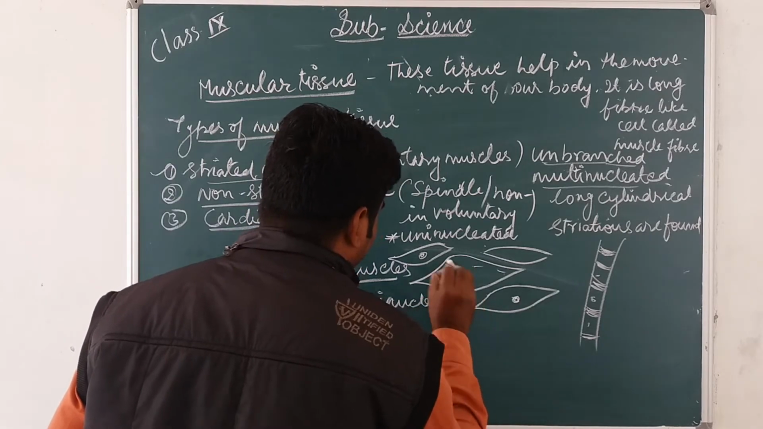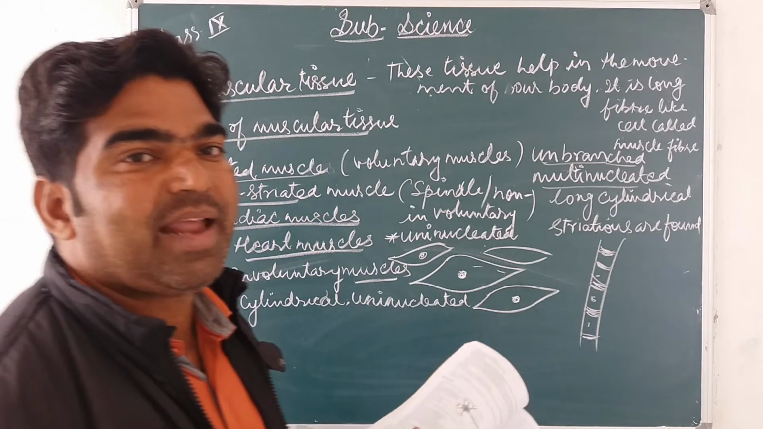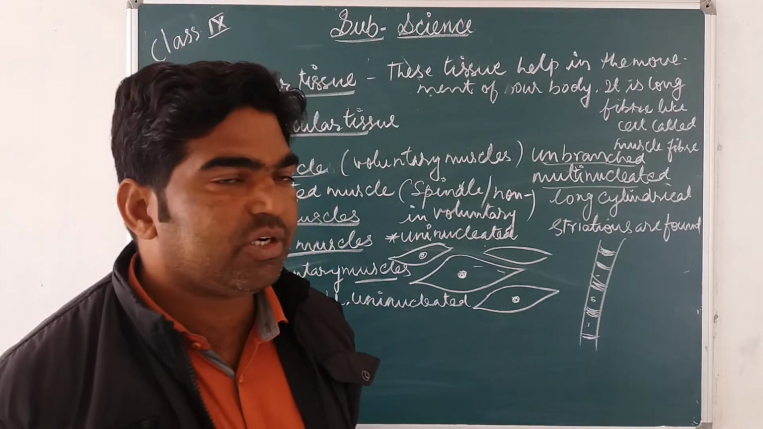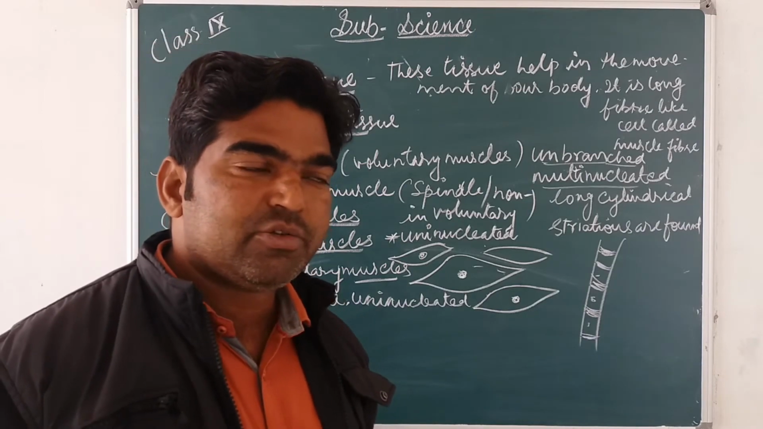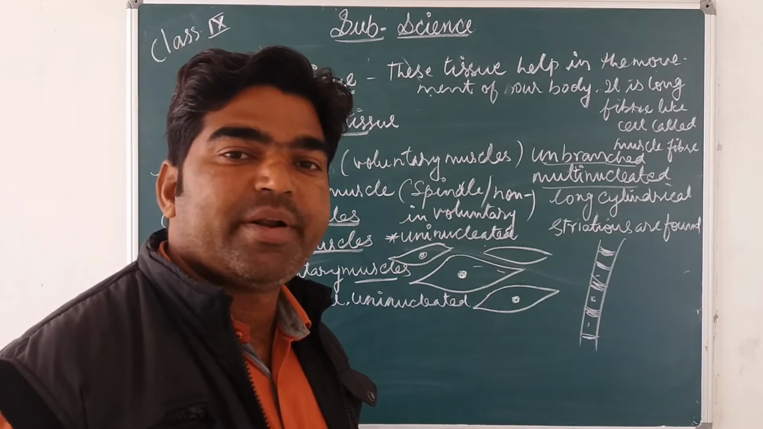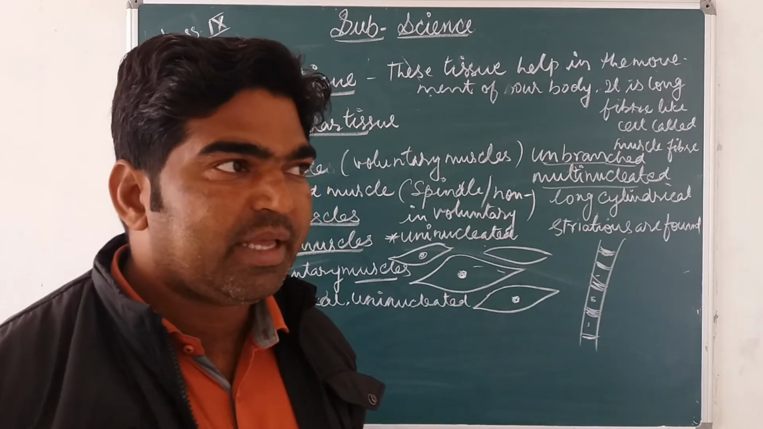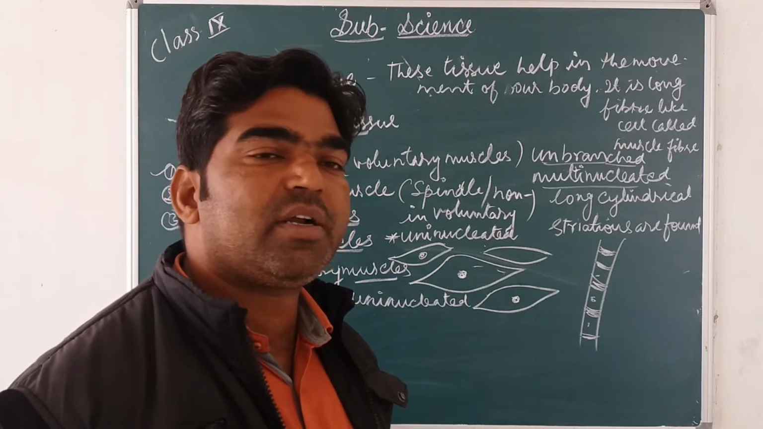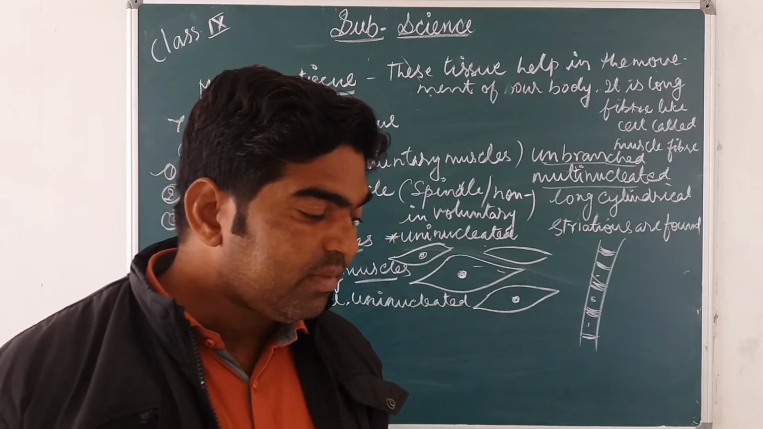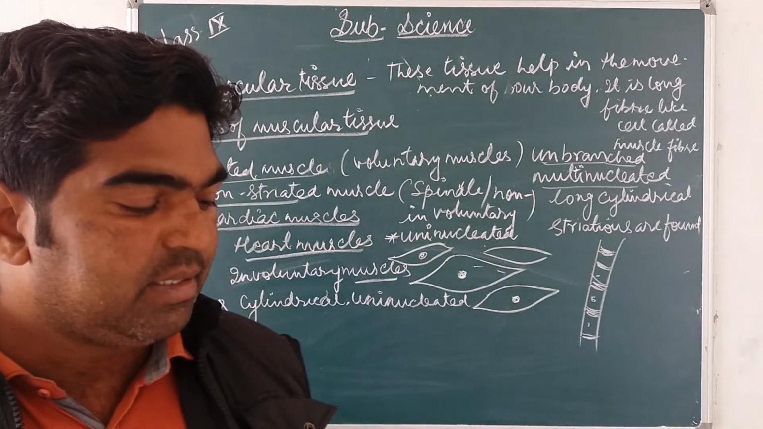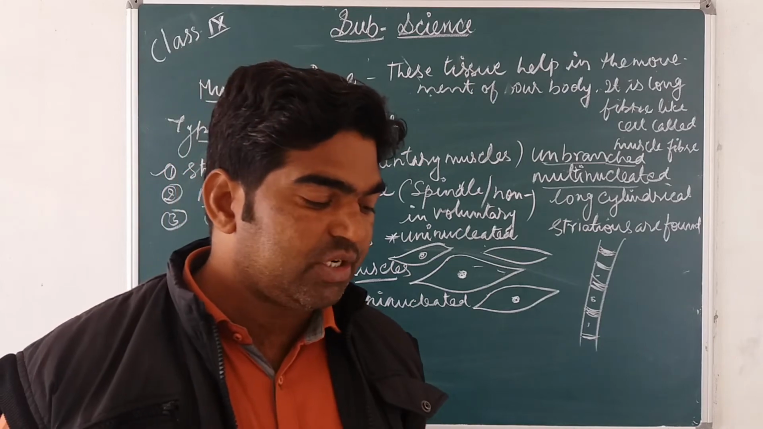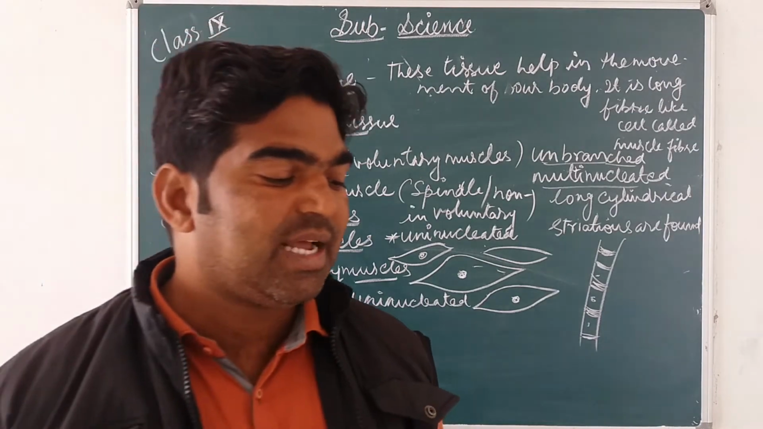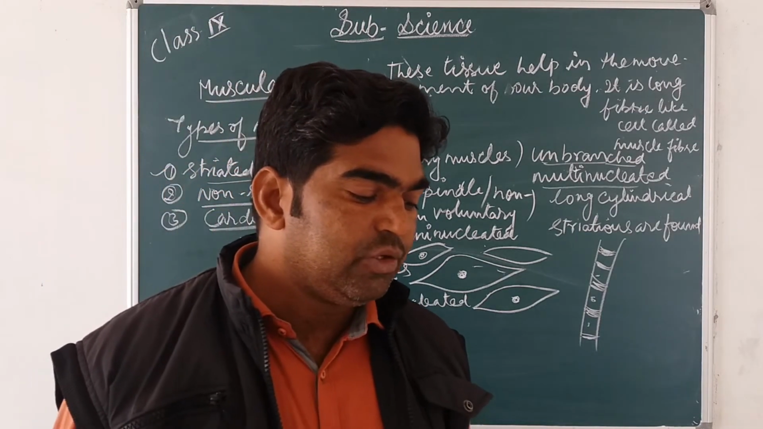Uninucleated. Okay. And these help in the heart beating, responsible for the rhythmic contraction and relaxation of our heart. These are involuntary muscles because they do not work according to our will. They work continually throughout life. The muscles of the heart are called cardiac muscles. The heart beats due to the rhythmic contraction and relaxation of these muscles, and these are cylindrical, branched, and uninucleated muscles.